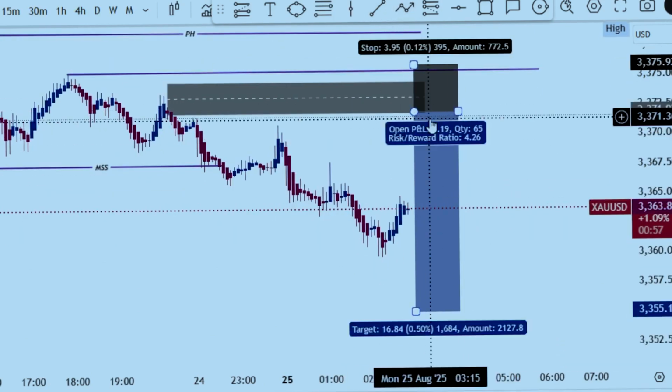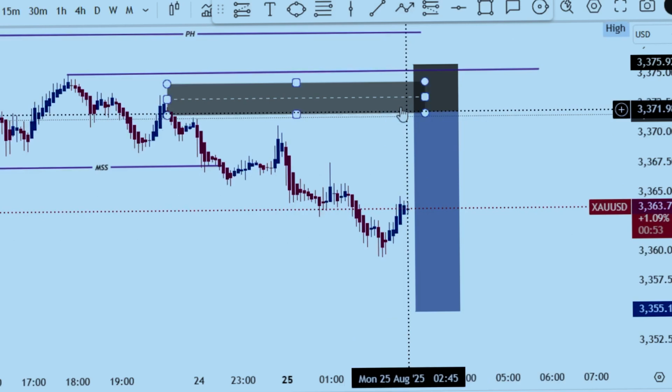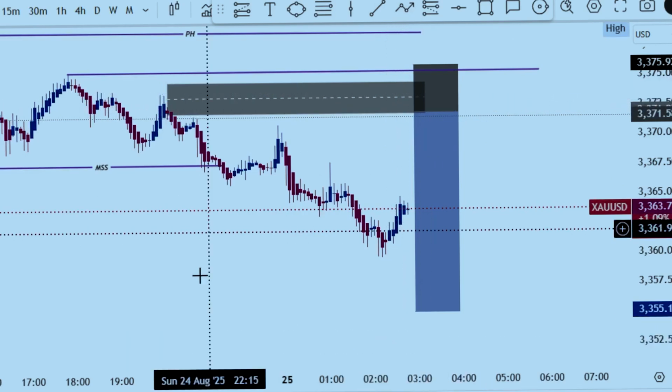Once I see this happen, it taps in here and gives me a good candlestick confirmation here, then I sell back down. So let's watch out for this.